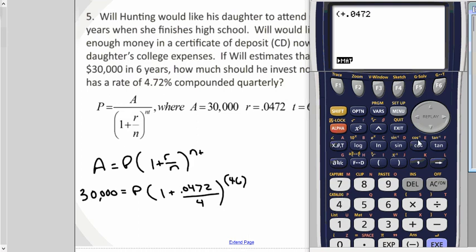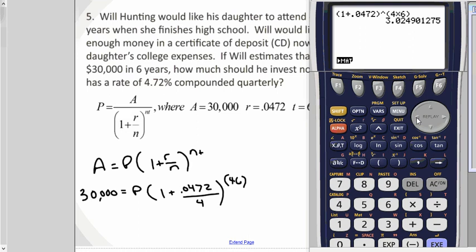0.0472. Oops, looks like my 1 didn't go. I'll fix that here in a second. Raised to the 4 times 6 power. And I got to go back and put my 1 in. Sometimes I click the button, but it just doesn't go. Okay. Now, that's the right-hand side.